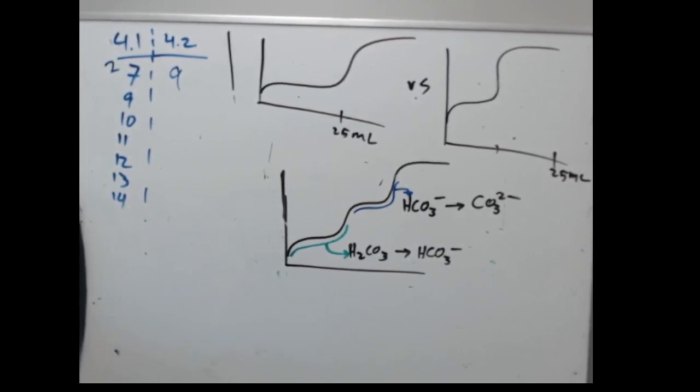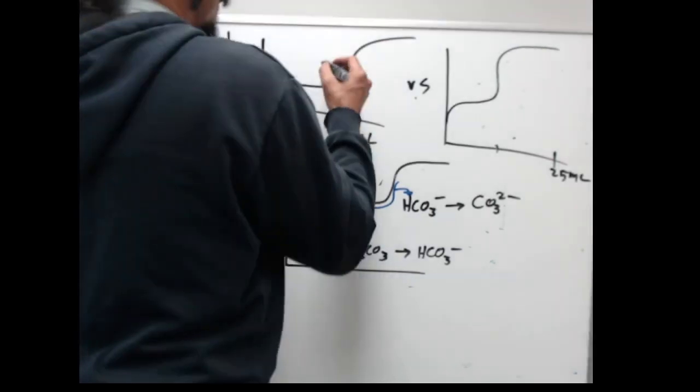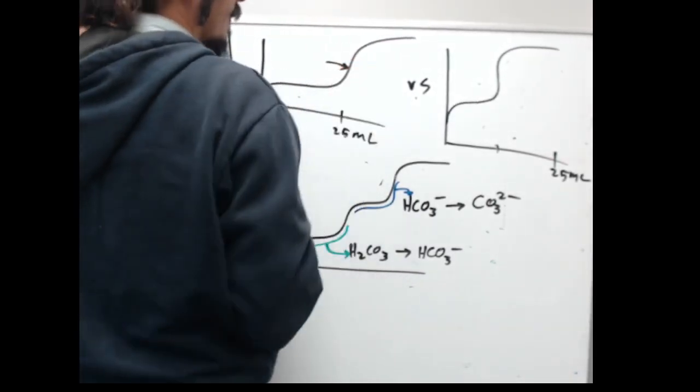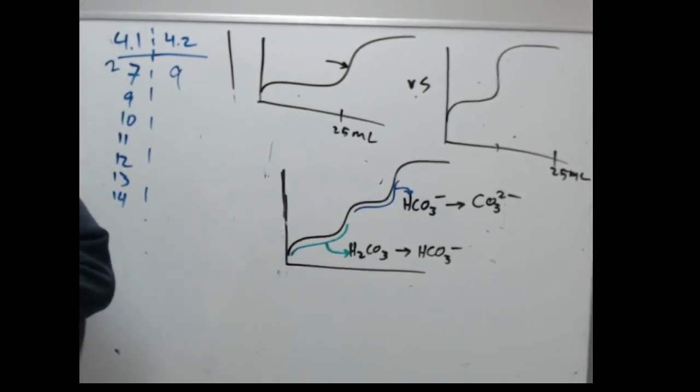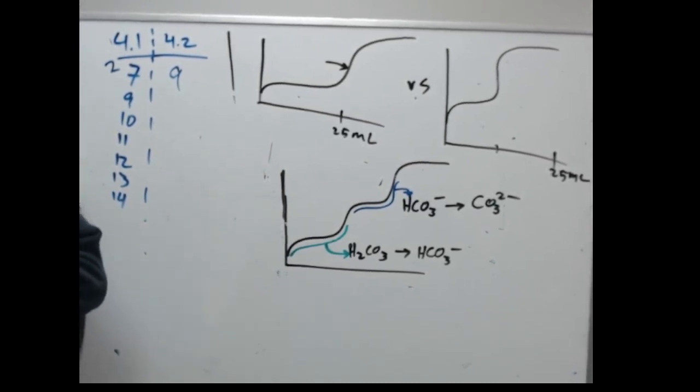Can you do E? What is E? E asks: on curve 1, at the point indicated, which is the equivalence point, what's the predominant chemical species in solution that will determine the pH? So, what'd you put? I put H2O.